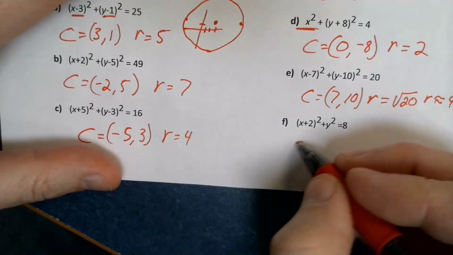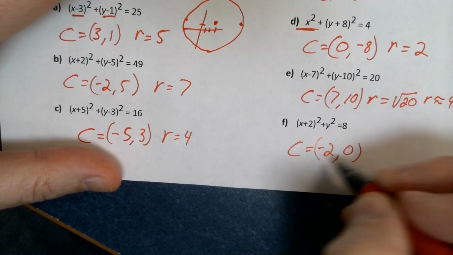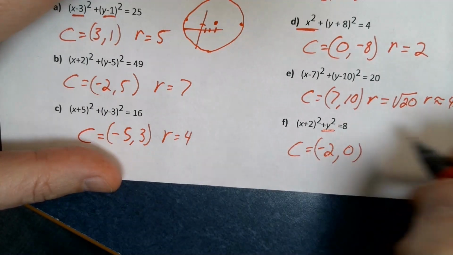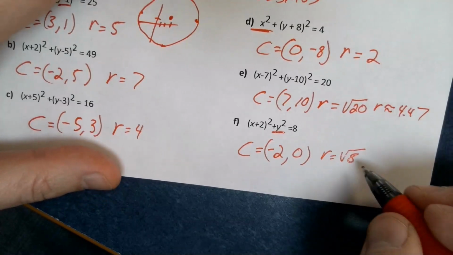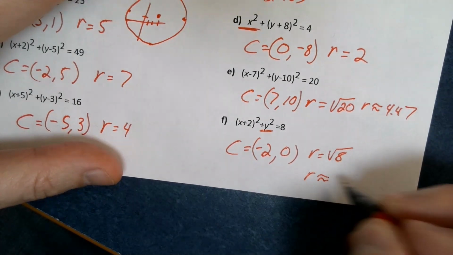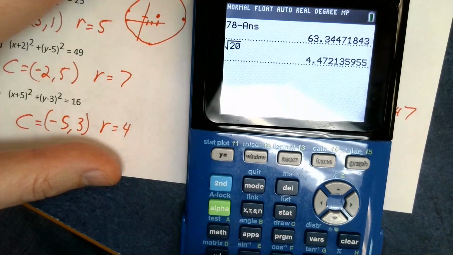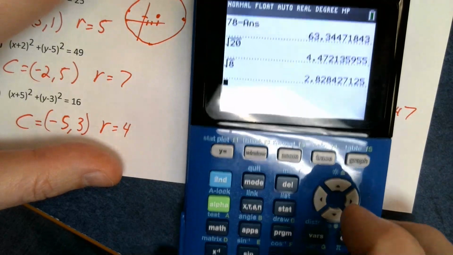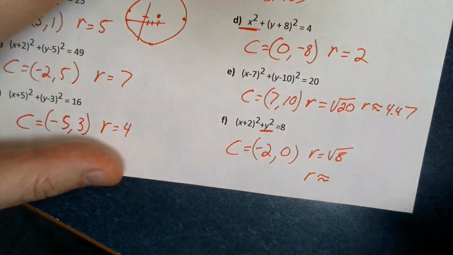This one over here, center is equal to negative 2, 0. Again, there's no shift on the y, and the radius equals the square root of 8, or some number a little bit less than 2, approximately. Again, you can pop this on here and do the square root of 8, enter, and you get 2.83. I'm comfortable with that.